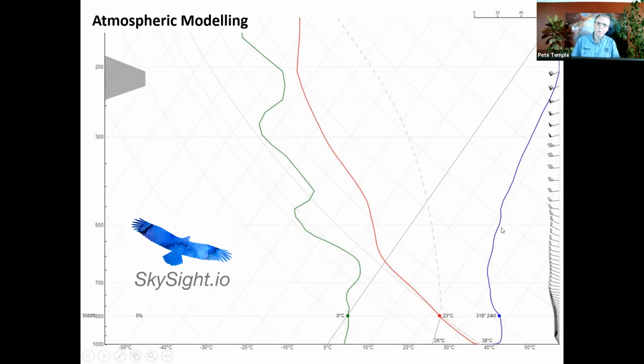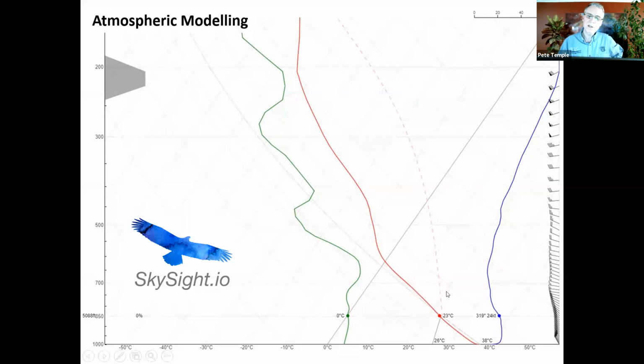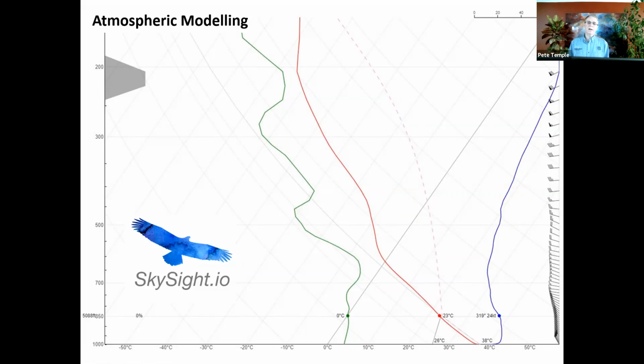Now we can extract an awful lot of information from this prediction. Remember, this is for one location at one point in time. We can predict the height that thermals are going to go to, the strength of thermals, the shear in thermals, cloud base for cumulus clouds, higher layers of cloud, overdevelopment, rain, wave, you name it. You can extract a lot of information from this one diagram.